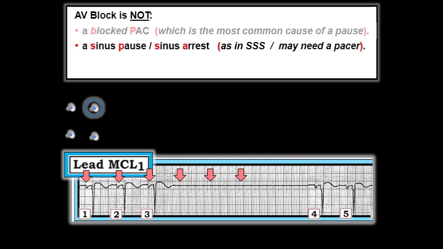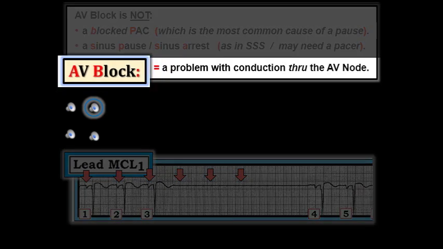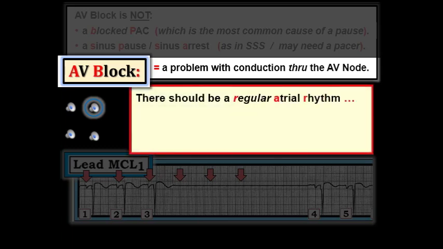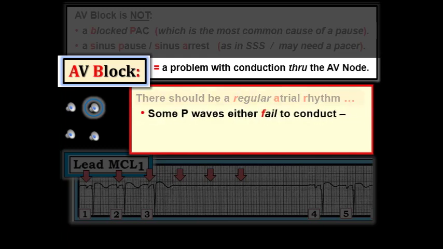What then is AV block? It is simply a problem with conduction of supraventricular impulses through the AV node. As we have emphasized, there should be a regular, or at least almost regular, underlying atrial rhythm. The problem is that some or all of these atrial impulses fail to conduct through the AV node despite having more than adequate opportunity to do so.